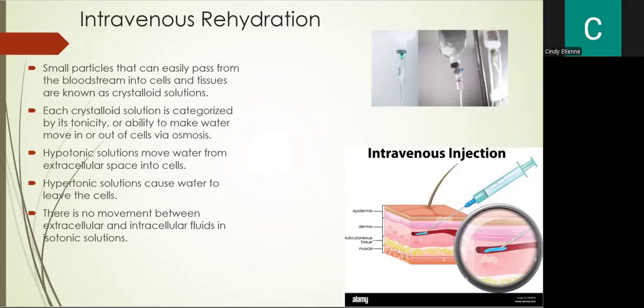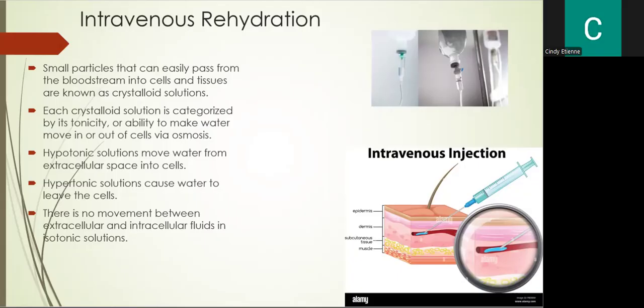Isotonic solutions have about the same concentration as the body's plasma. So there is no significant movement of water into or out of the cells. Instead, these fluids stay primarily in the intravascular space, making them the first choice fluids for patients with hypovolemia or blood loss because they quickly restore circulating blood volume.